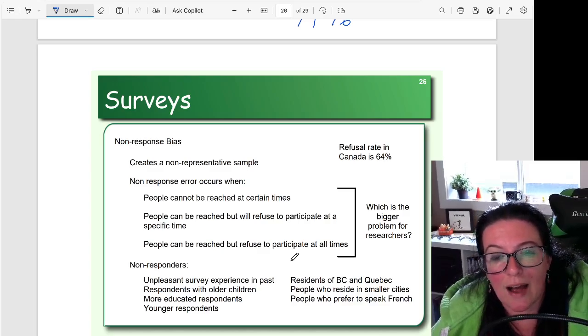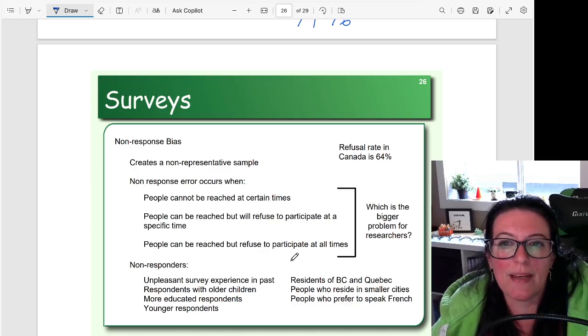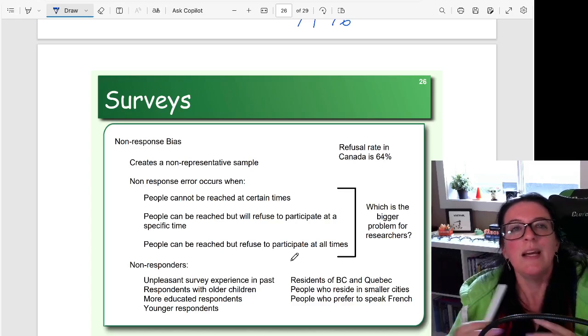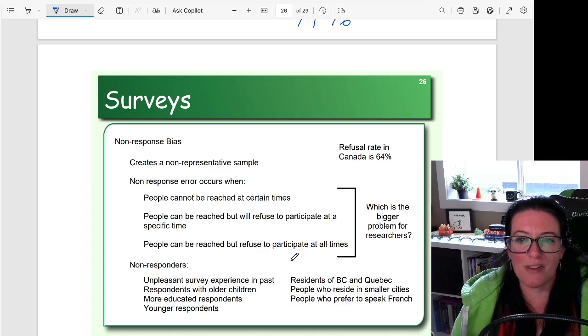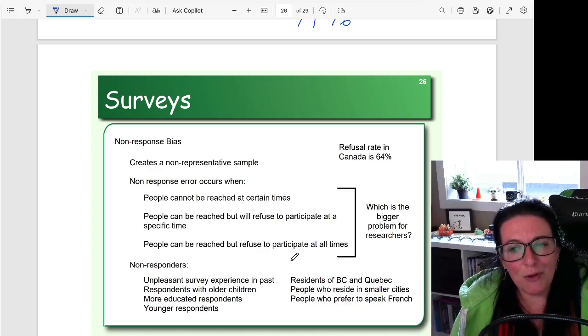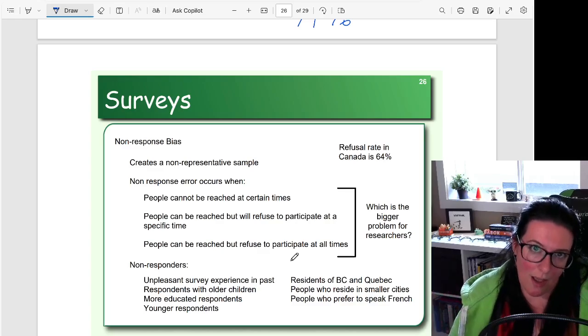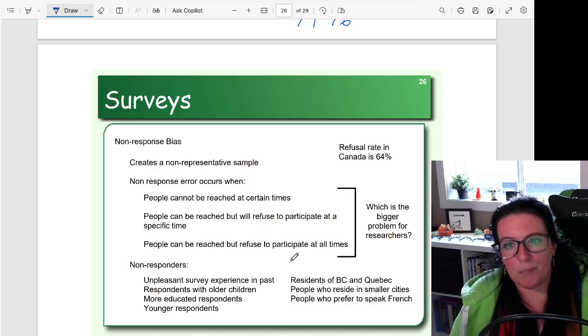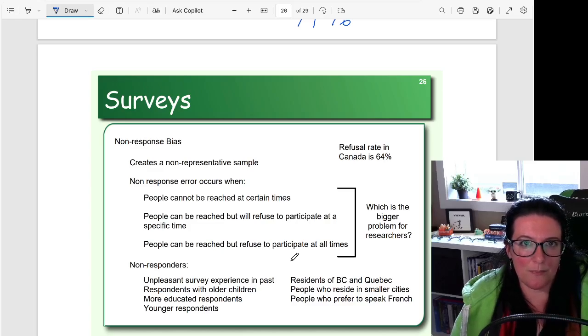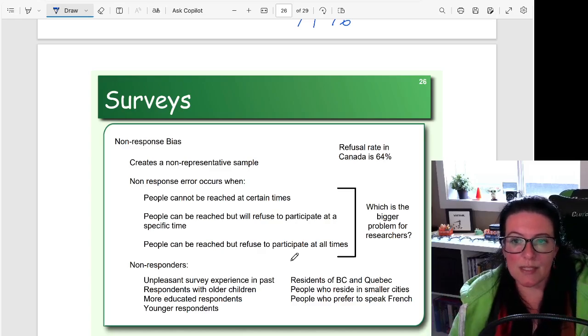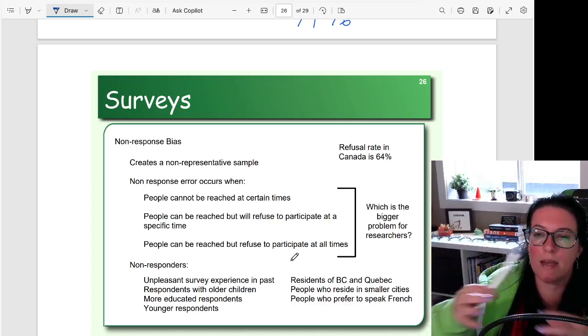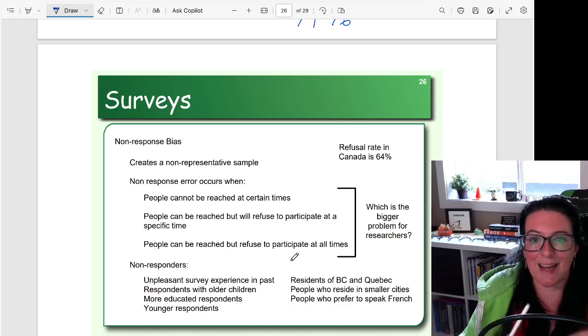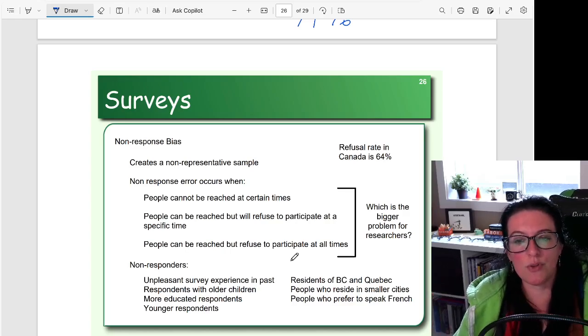So you need to recognize that this will impact your ability to represent your population. If your population of interest is multiple provinces, you're going to be missing the BC and Quebec people from your sample. If your population is English and French speakers, you're not going to have as many French speakers in your sample. If your population is younger people in their early 20s, they're going to be much harder to get information from. And so the extrapolations you make to the bigger population are going to be missing their perspectives. That's important to recognize.